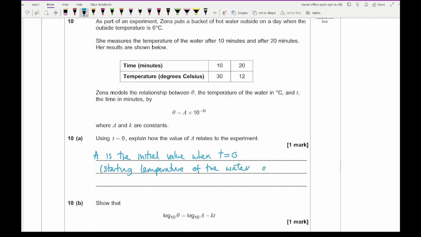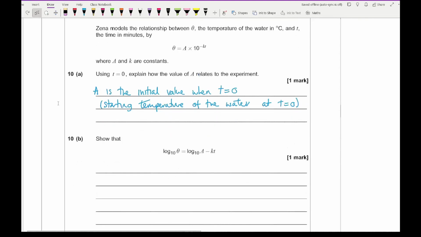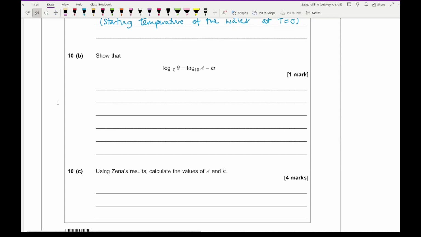And then you could say at t equals 0. So something along those lines would be fine to give you the single mark. Then for B, it says show that log 10 theta equals log 10a minus kt. So for this, if we start by writing down the original model, which is theta equals a times 10 to the power of minus kt.